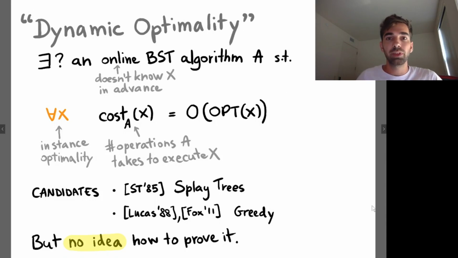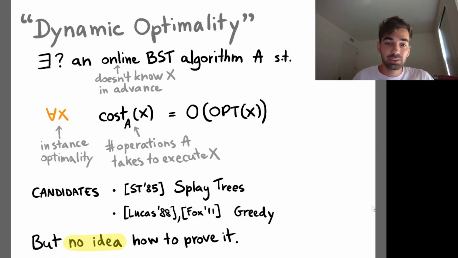So what is the dynamic optimality conjecture? Or what is the general question that we are asking here? We are wondering if there's an online BST algorithm A. And by online, I mean it doesn't know the sequence X in advance. It just receives the queries one by one. So is there an online binary search tree algorithm such that for any possible sequence X of queries, the cost of executing X using algorithm A is at most a constant factor bigger than the best you could have done in hindsight, than OPT of X?